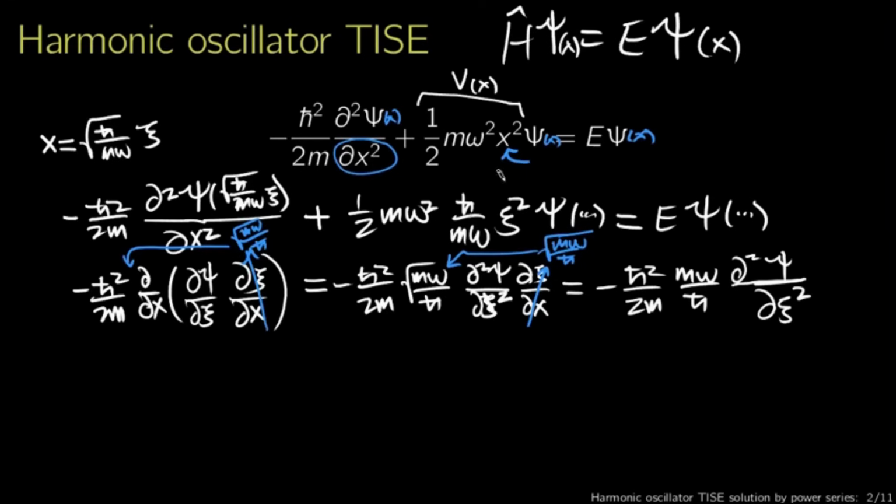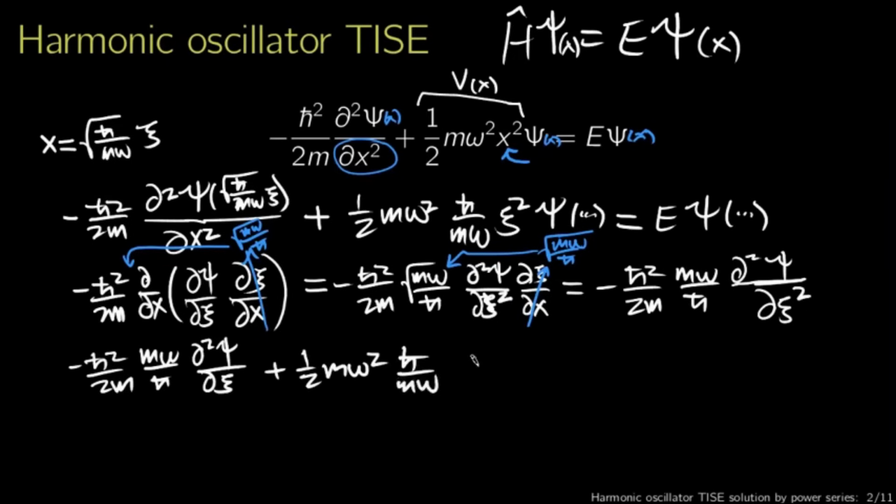I've converted my x into xi, and all of my other x's into x's just by changing the arguments of psi. So the overall equation I get now is minus h bar squared over 2m, m omega over h bar, second partial of psi with respect to xi, plus 1/2 m omega squared h bar over m omega, xi squared psi, equals e psi. This is good because we can do some cancellations.